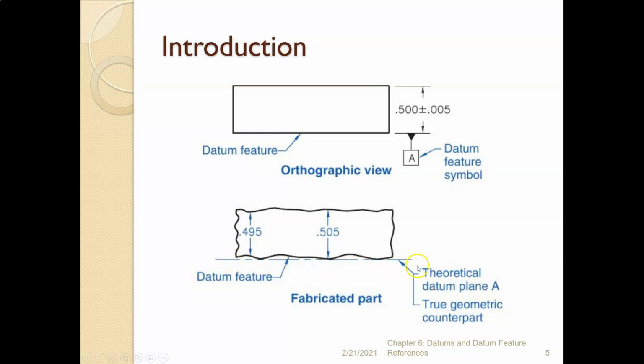So datum plane A is that dashed line. Datum feature A is the actual part. Datum feature A on the drawing is the actual surface of the object on the drawing.